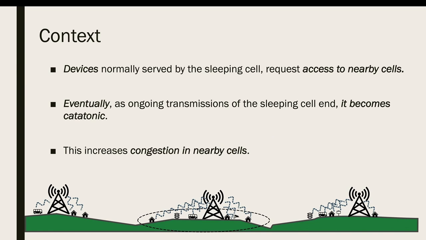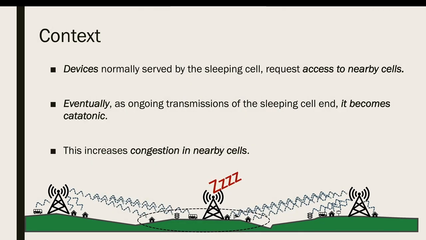Let us see an example. In this figure, we see each device connected to the antenna that gives the best quality of signal. However, when a cell falls asleep, devices normally served by that cell will send their access requests to nearby ones.